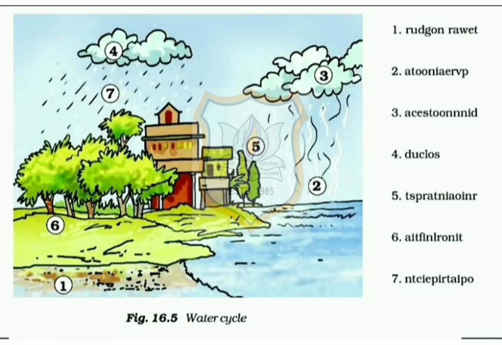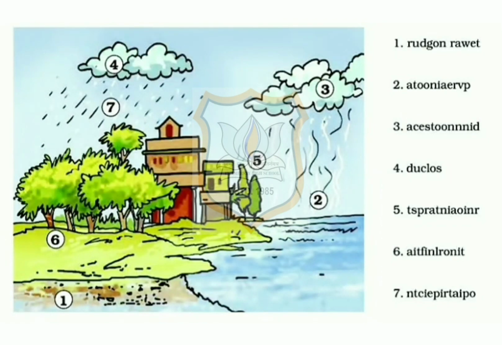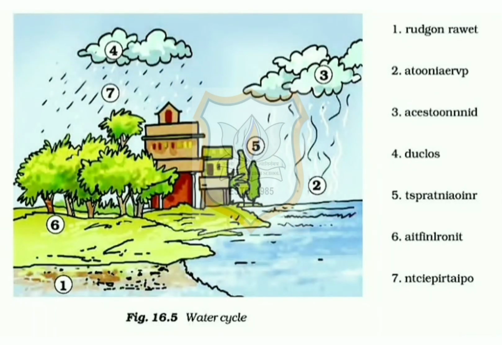Students, can you recall the processes involved in the water cycle? The following activity will help you. This figure shows the processes involved in the water cycle. They are labeled by numbers. Match these numbers with the processes given in jumbled form. So first is groundwater, second is evaporation, third is condensation, fourth is clouds, fifth is transpiration, sixth is infiltration, and seventh is precipitation.